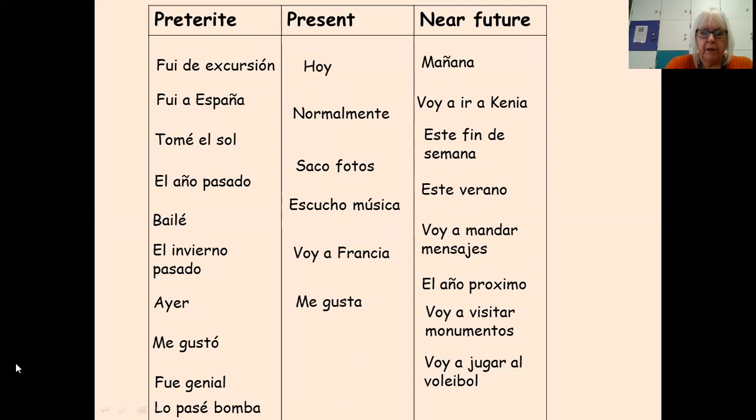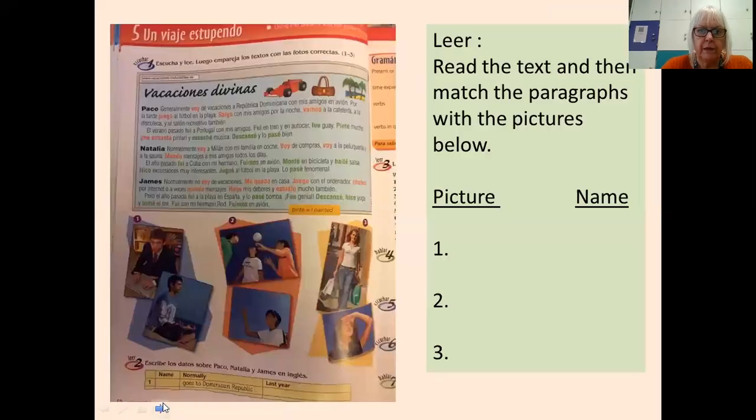Okay. And if you did this and you thought, oh, I can't remember what este verano is, then look it up. But it actually means this summer. So you'd be saying, this summer I'm going to go to. Okay, so once you've checked and corrected that, move on.